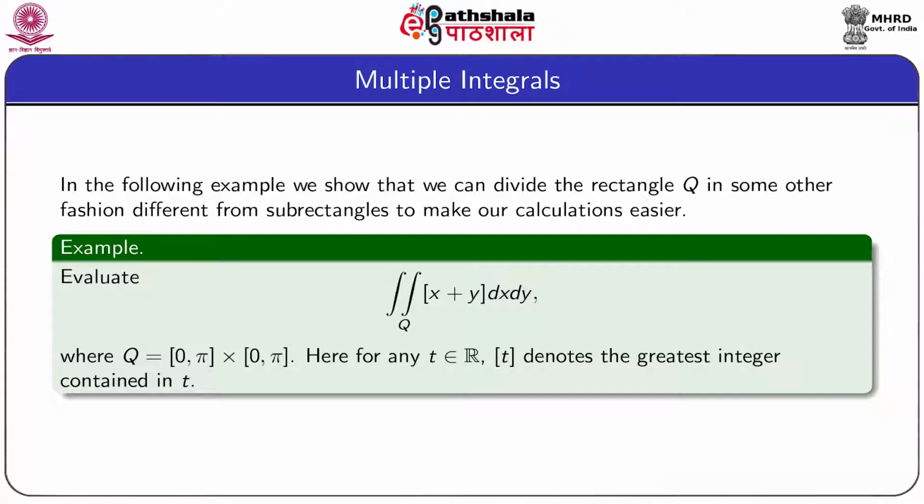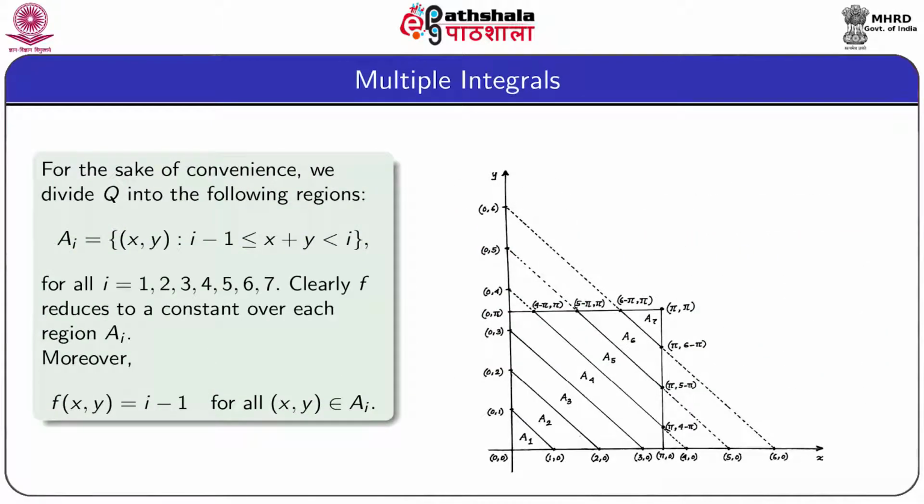We are to evaluate over a rectangle Q, that is Cartesian product of 0 to pi and itself, the integral of floor(x plus y) dx dy, where floor(t) denotes the greatest integer contained in t. For the sake of convenience, we divide Q into the following regions.